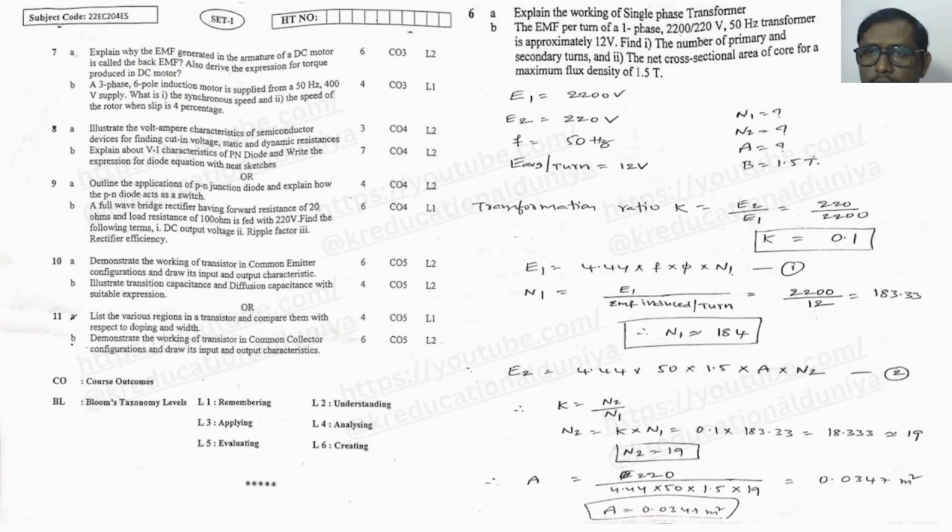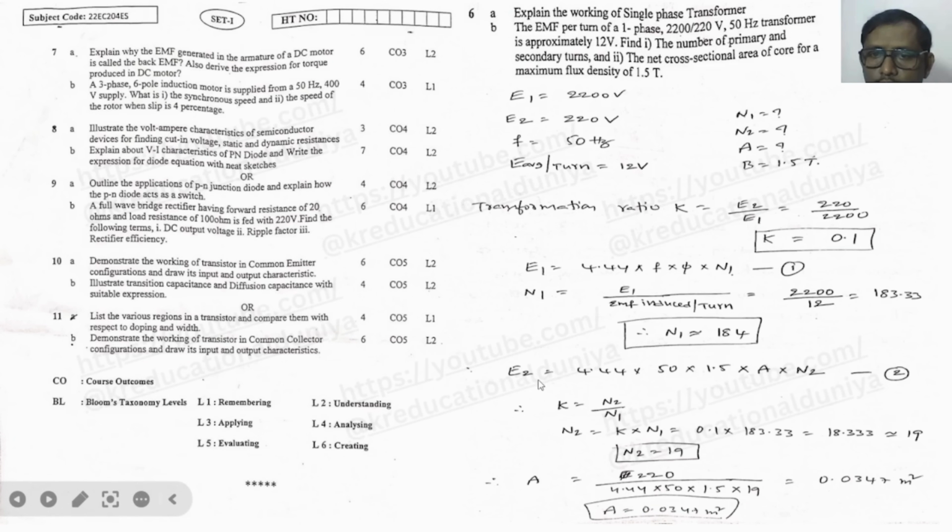The formula is B into A. B we know is 1.5, so 1.5 into A into N2. Here the unknown terms are A and N2. According to the transformation ratio, there is another formula, that is K equal to N2 by N1. From that we are going to find the N1 value.